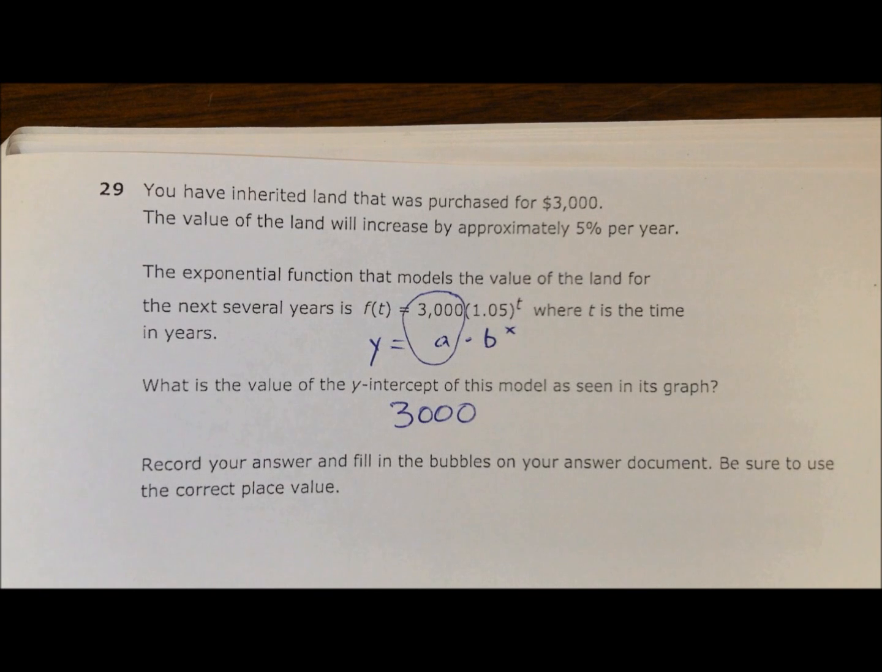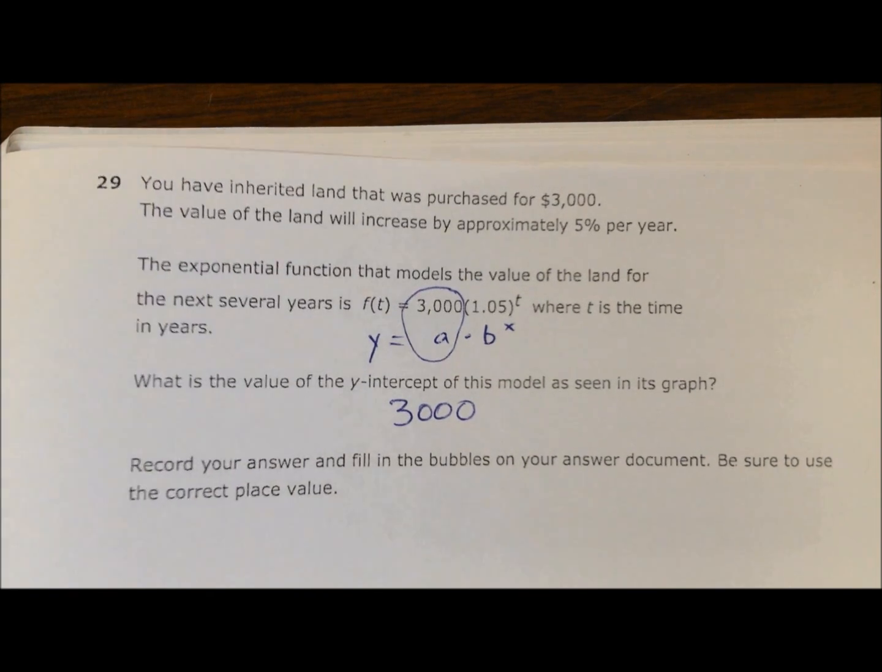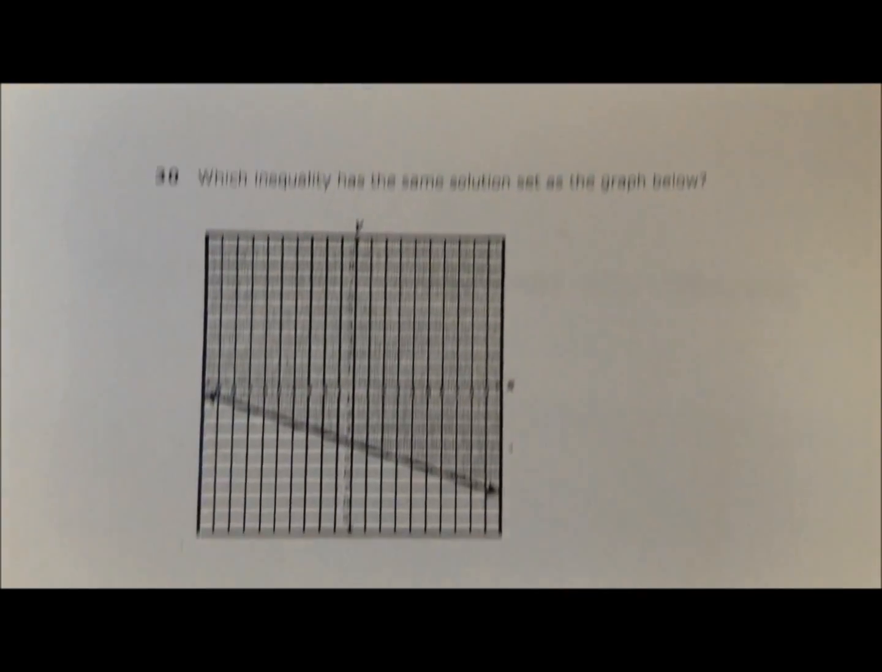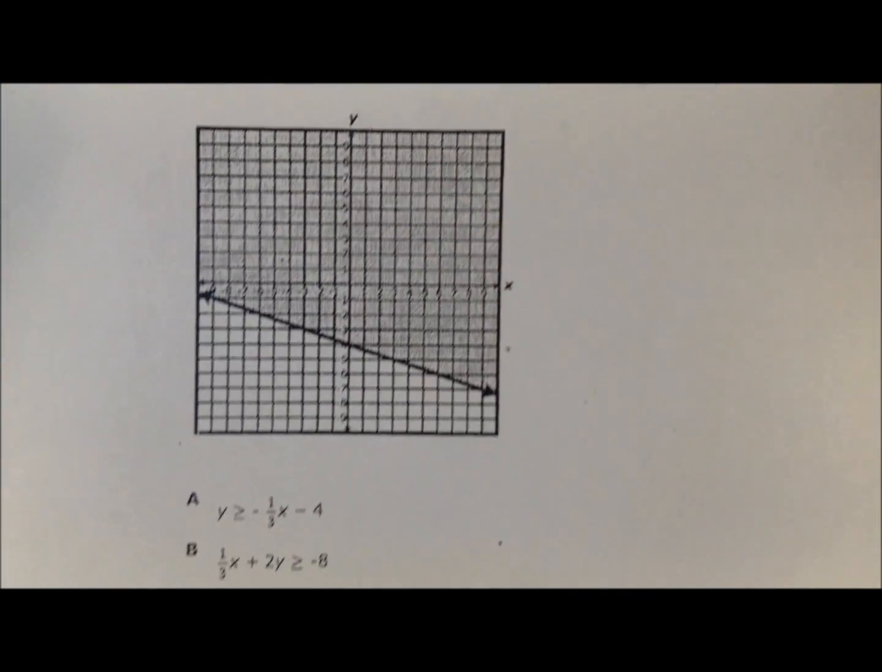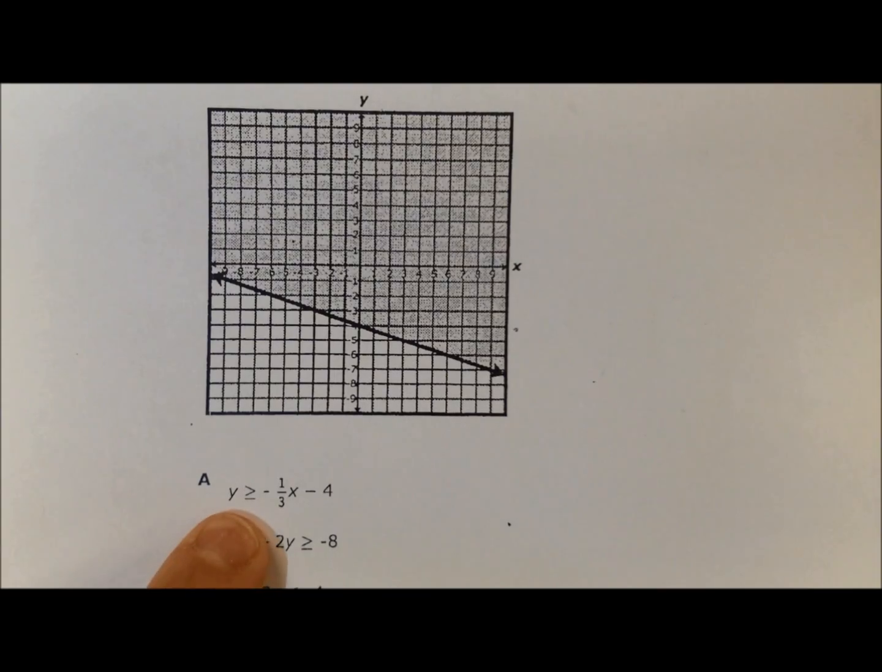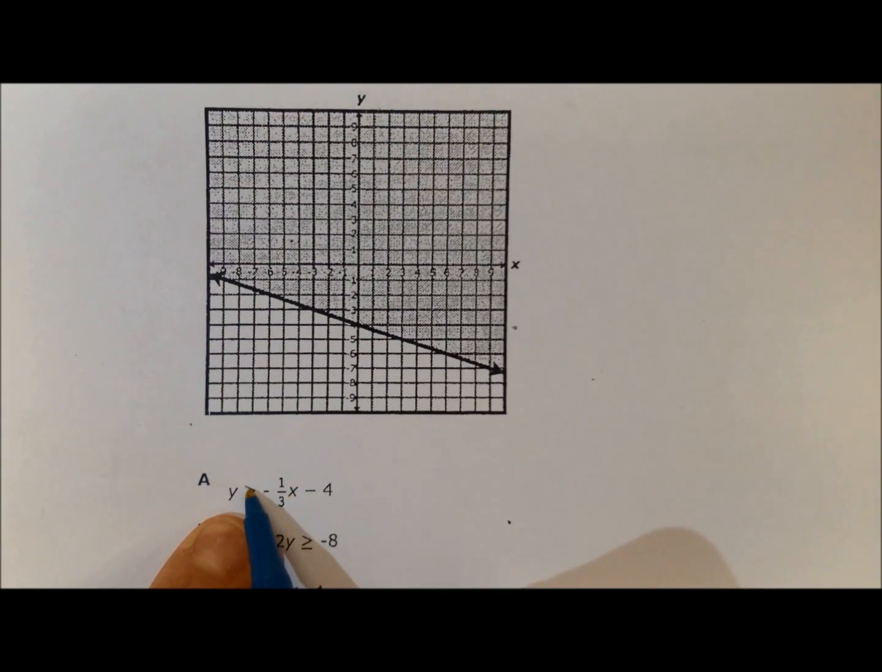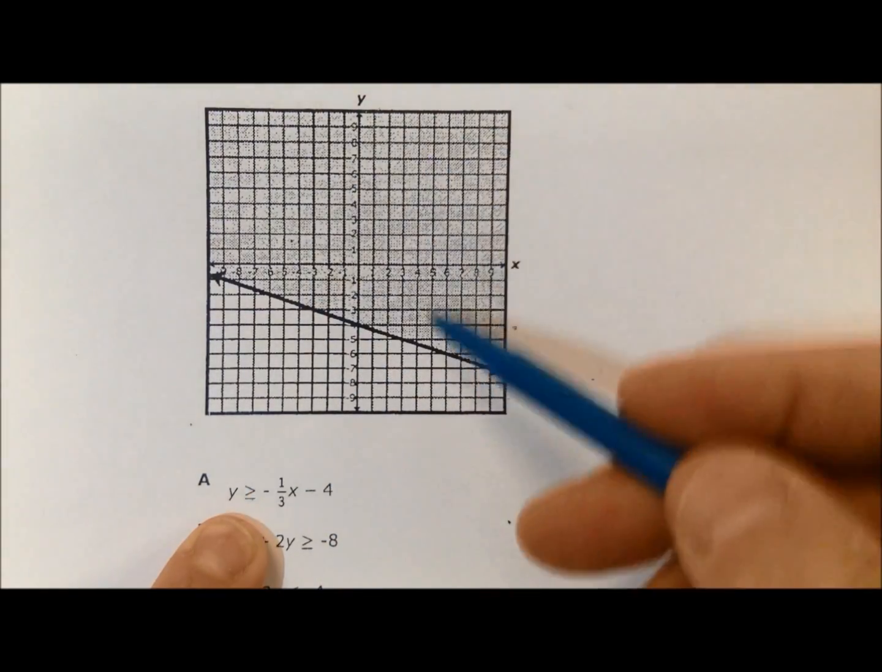And we finally made it to our last one. As we take a look at this, which inequality has the same solution set as the graph below? Well, let's just check the first one. This has a solid line and it's shaded above. That has potential, doesn't it?